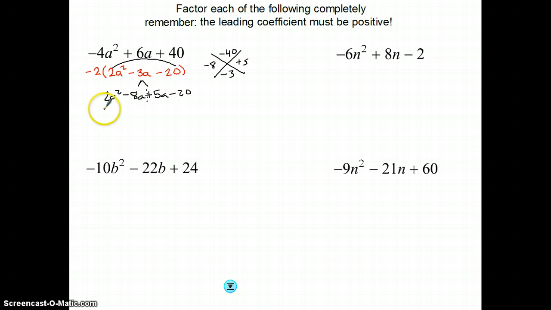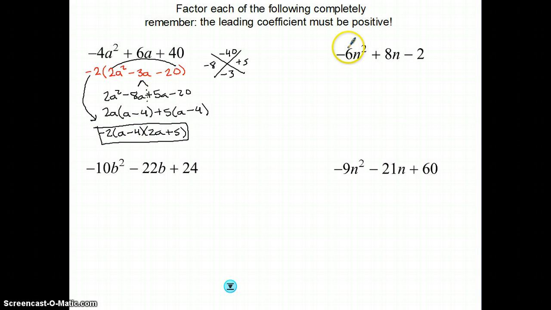Splitting this down the middle and taking out the greatest common factor of the left, I take out a 2a, leaving me with a minus 4. And on the right, I take out a positive 5, leaving me with a minus 4. I see a minus 4 repeated. Factoring that out leaves me with 2a plus 5. Don't forget you factored out a negative 2 at the beginning. This negative 2 stays on the front. Since all of our factors are prime, this is the final factored form of our original polynomial.